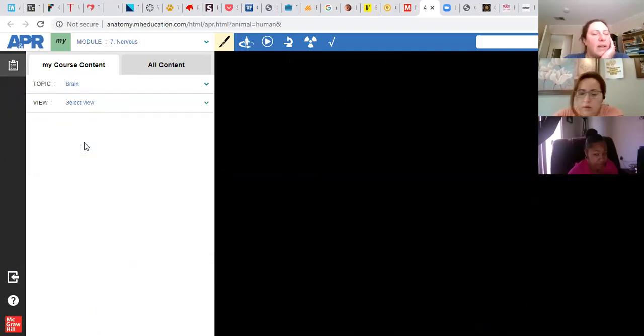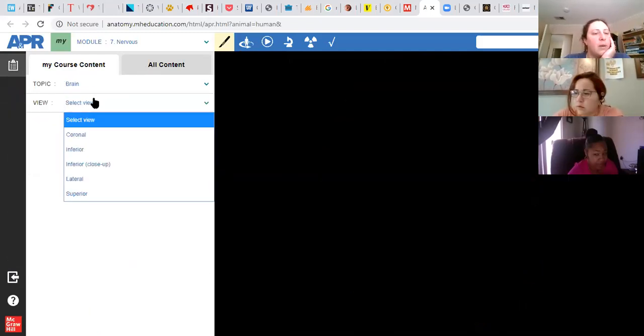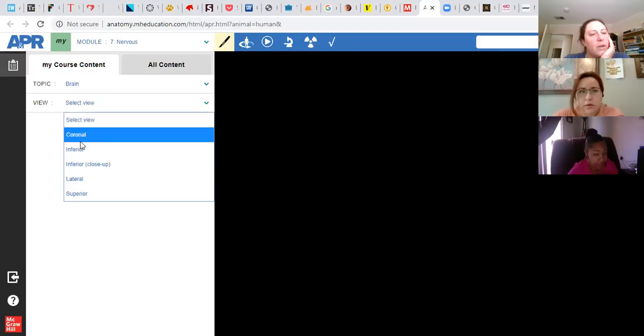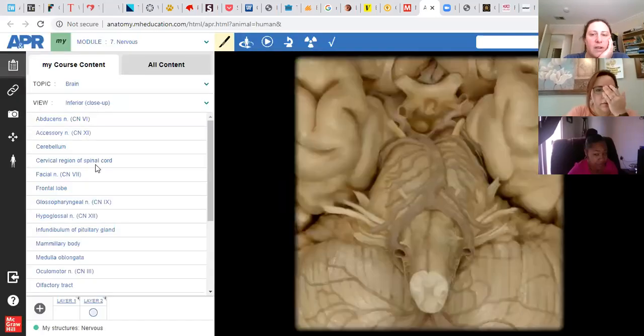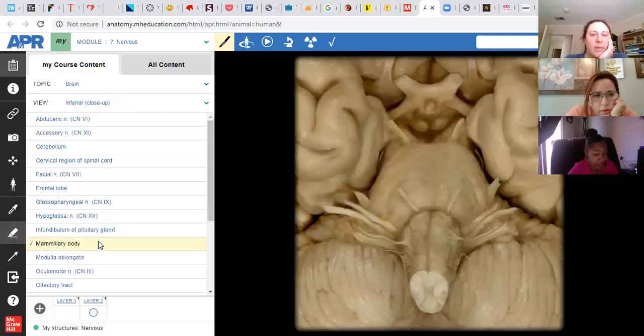If we look at the brain, this is going to be your most complicated part. So there's 1, 2, 3, 4 views, and then a close-up of the inferior. The inferior close-up, you really don't need per se, because mostly what it's showing you is the blood supply. This is that blood supply that I showed you before, and it's not on your list of things you need to know. But some of these might be useful too. So for example, the mammillary body is right there, and that's going to be one of the structures that you learn.